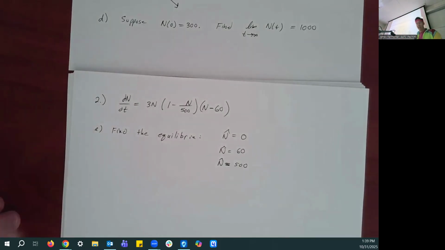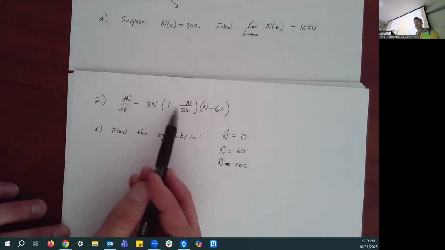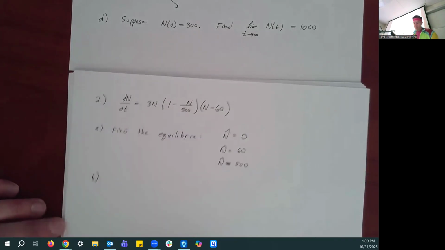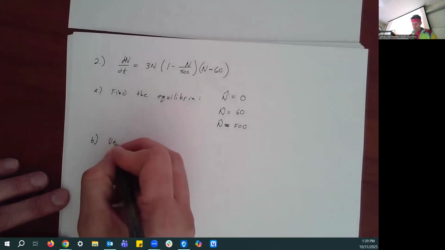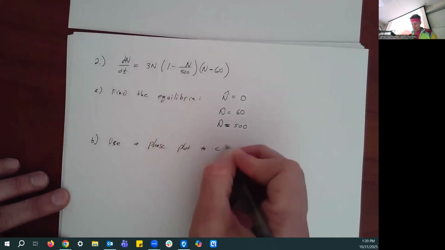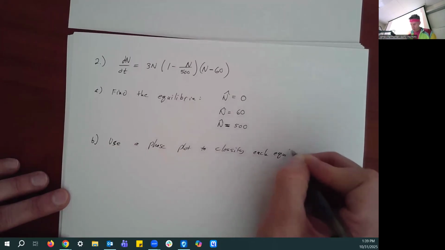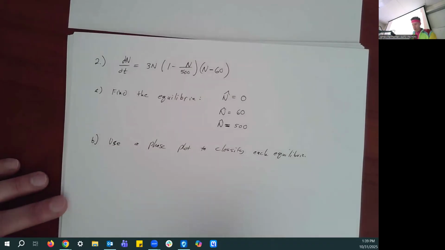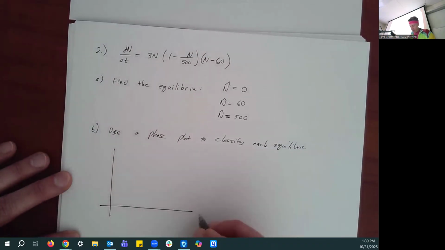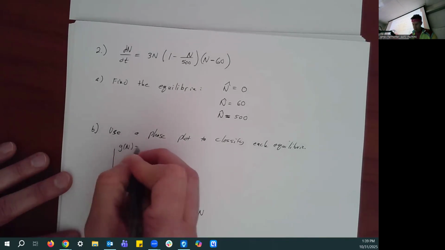And I'm just seeing those by setting each of the factors equal to 0. This one equal to 0, obvious. This one equal to 0, obvious. This one equal to 0, slightly more work, but not too bad. All right, part B, let's make a phase plot and classify. Use a phase plot to classify each equilibria. So let's see here. Phase plot. We have our horizontal axis is n, and our vertical axis is g of n equal to dN/dt.